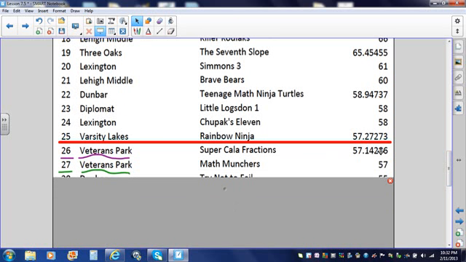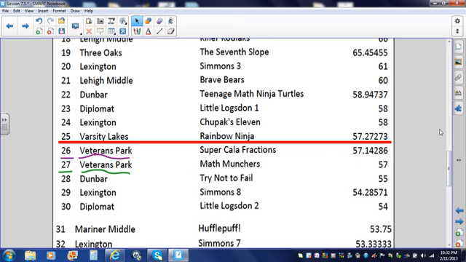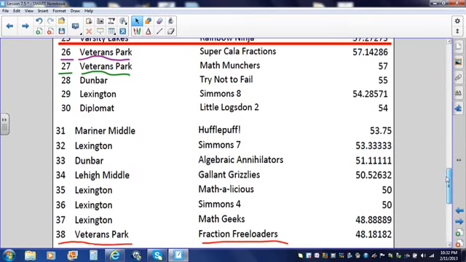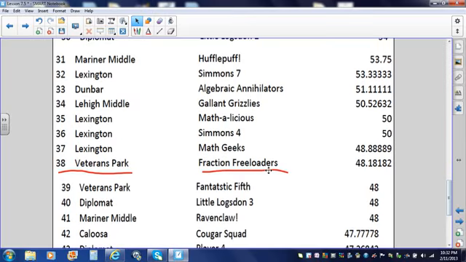Are you kidding me? And Math Munchers, you missed a check mark by 0.2, 2/10. What? Unbelievable. Well, kudos to you for 26th and 27th, but no check mark for you. Here is the rest of the top 50. Fraction Freeloaders, 38. What can I say? Loser.